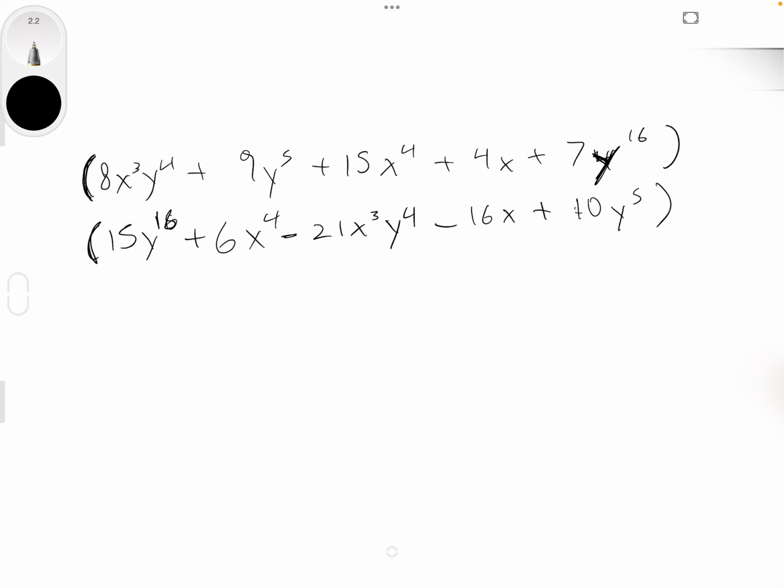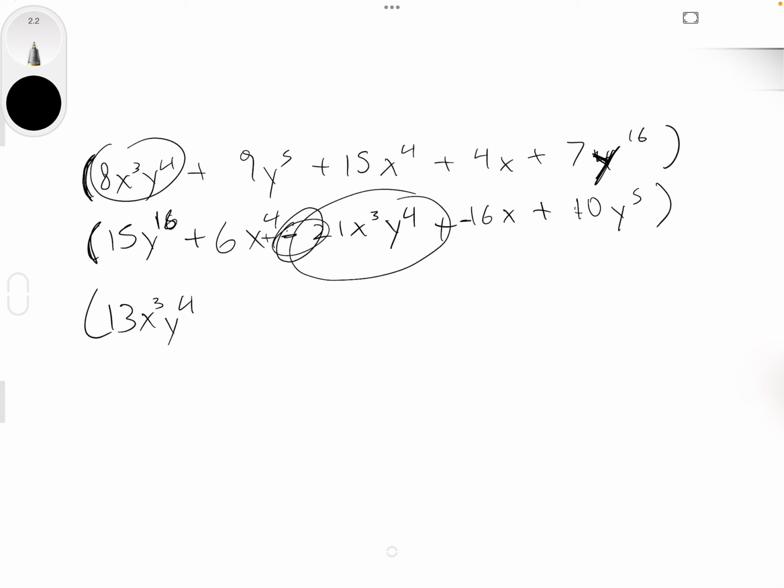Alright, so first, let's find the like term of this. A quick scan, it's this. But this is a negative, as we can see, if we change this to addition of the opposite. And we'll do the same thing over here. And so negative 21 plus positive 8 would be equal to 13. So it's 13x to the 3rd y to the 4th.